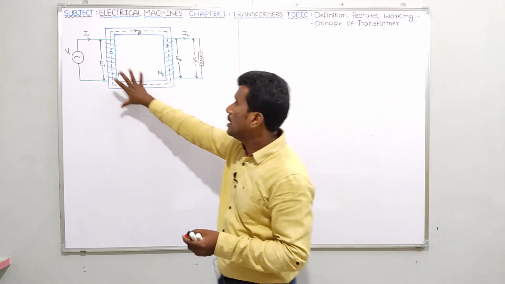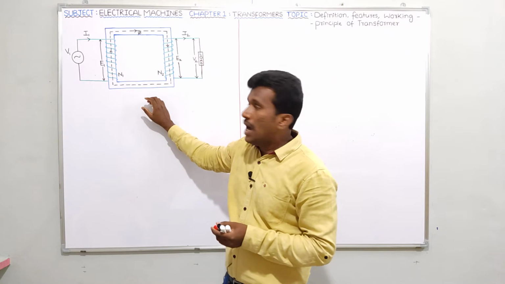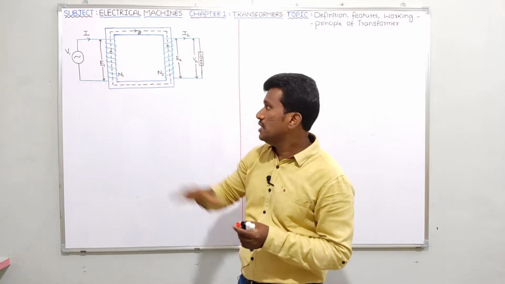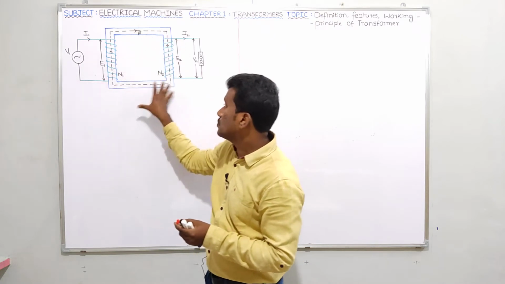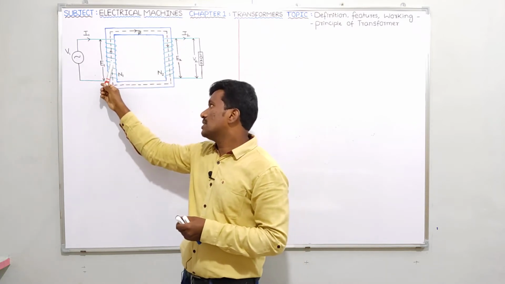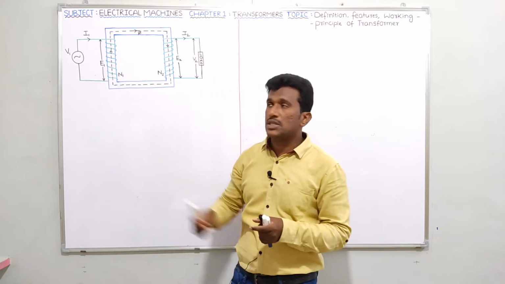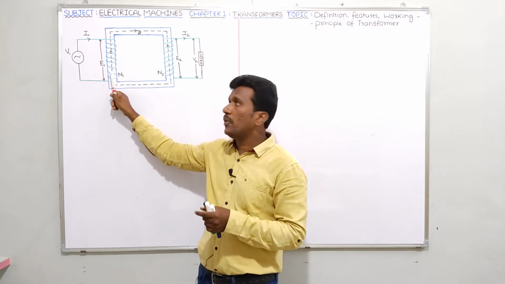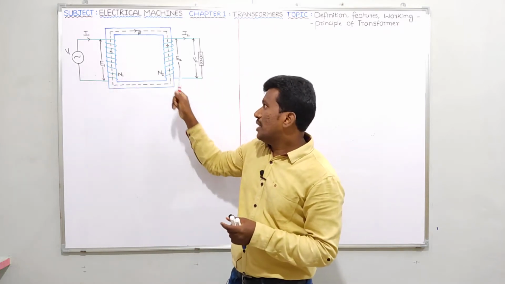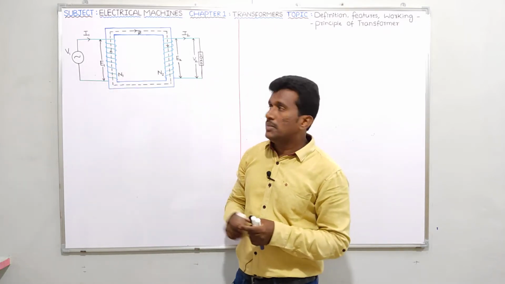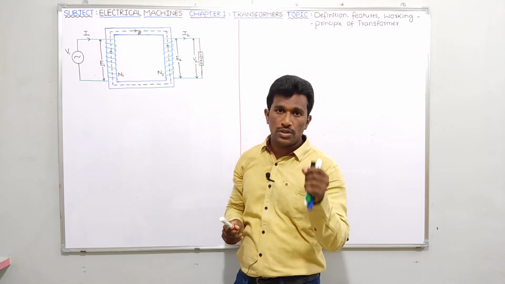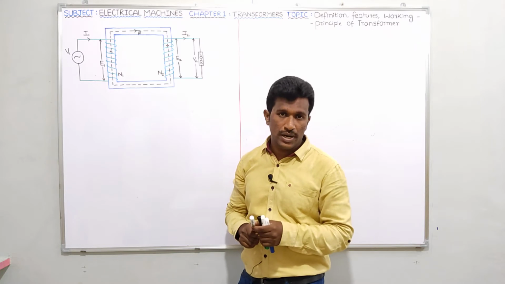Let me take a transformer core on which I just wound two windings. Please observe. This winding can be called the primary winding. Why am I calling this winding the primary winding? The winding which is connected to the source is called the primary winding, and this winding can be called the secondary winding because this is the winding which is connected to the load.